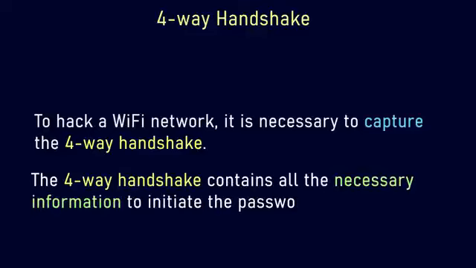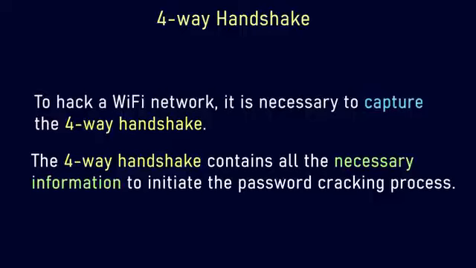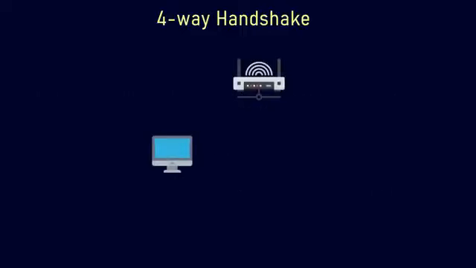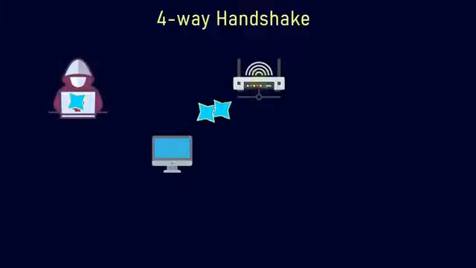The four-way handshake contains all the necessary details to initiate the password cracking process. By capturing, we mean intercepting a successful four-way handshake. The four-way handshake is essentially the exchange of four packets between a client device and a wireless router or wireless access point. We need to intercept four packets of the four-way handshake to initiate the password cracking.